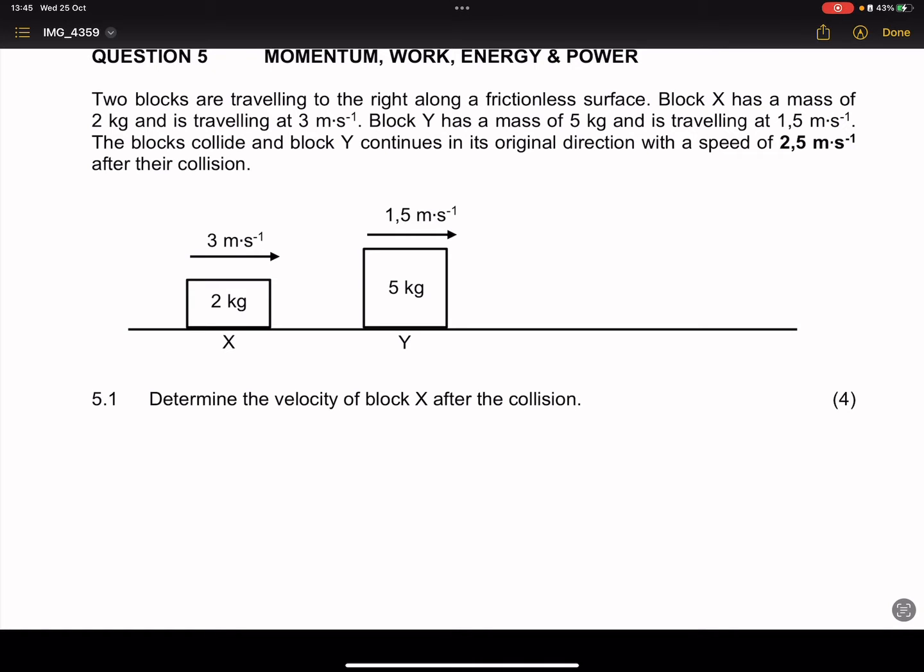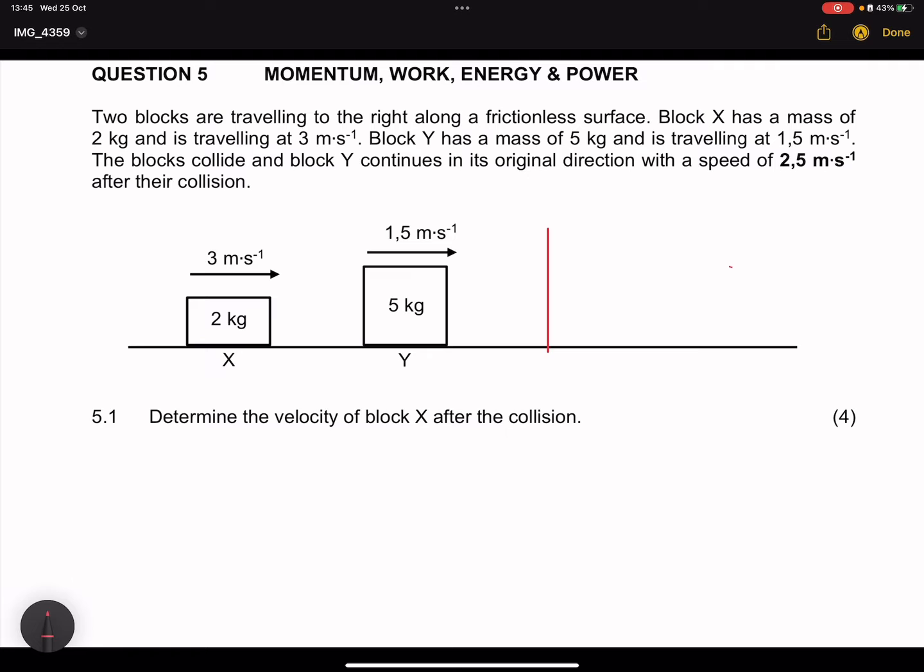So we know in this case what happens afterwards. They are simply telling us that block Y will still continue in its original direction, this time moving at 2.5 meters per second. They say to us, determine the velocity of block X after collision. So we are looking at momentum here, or in this case, the conservation of momentum.